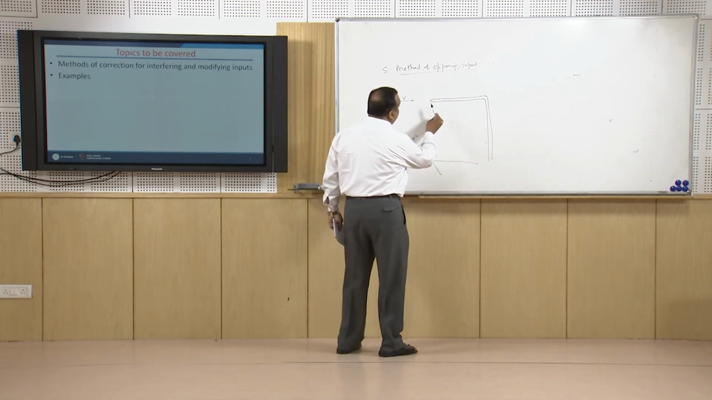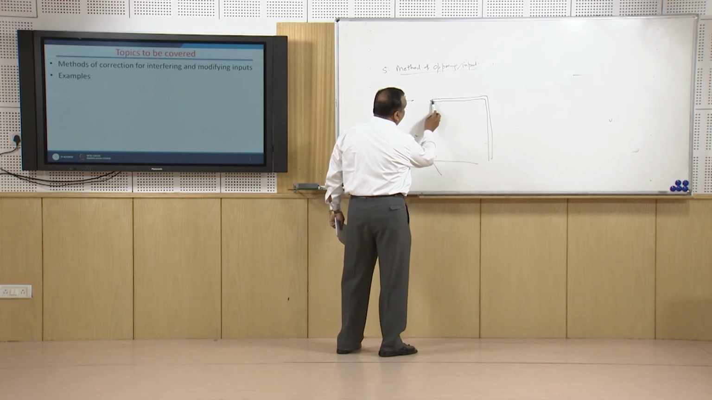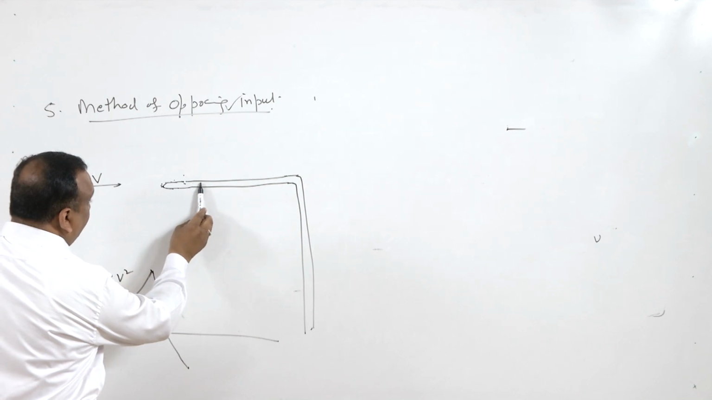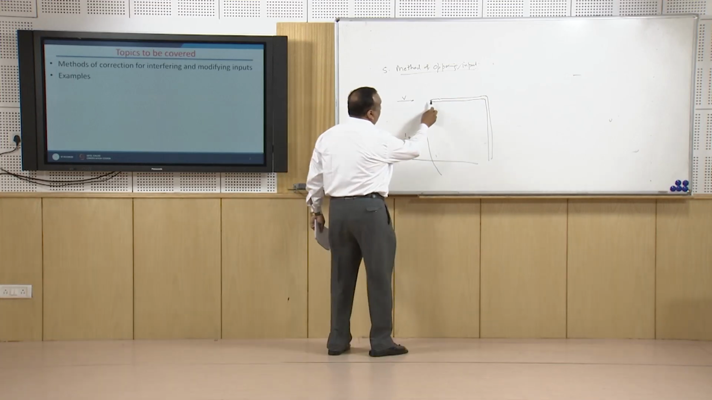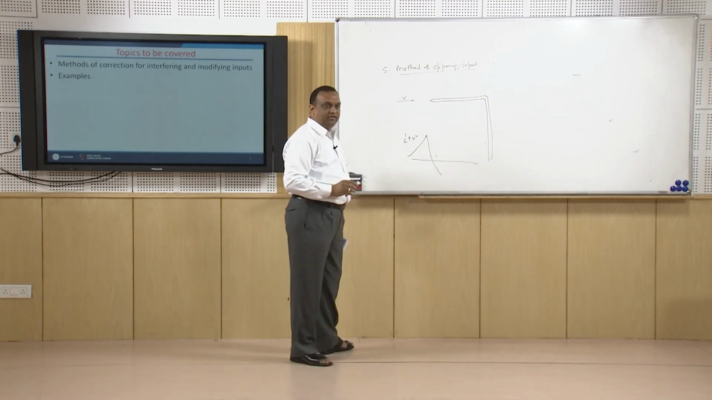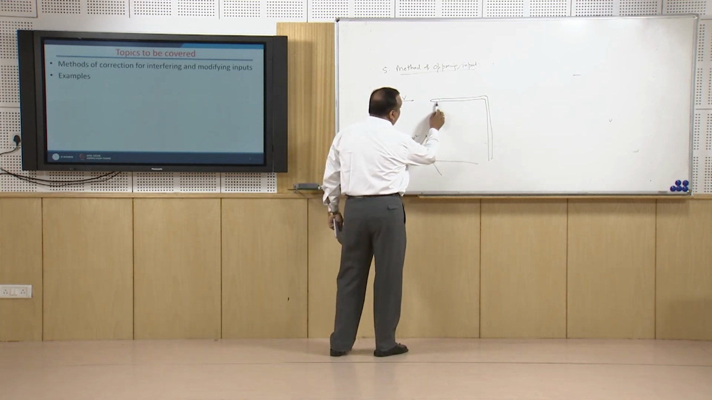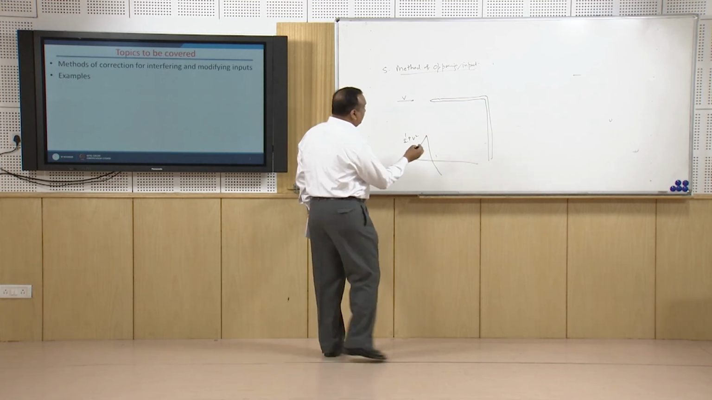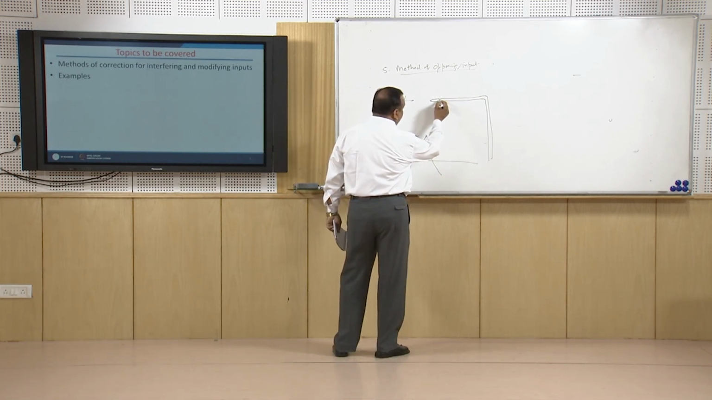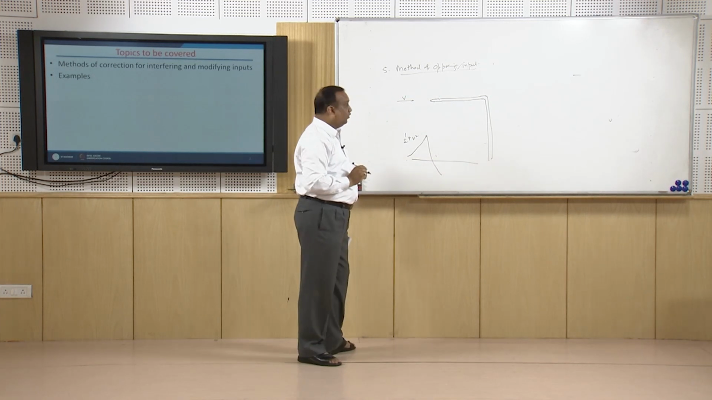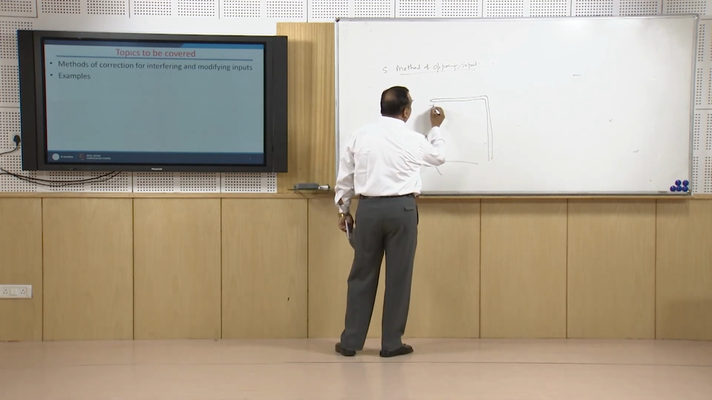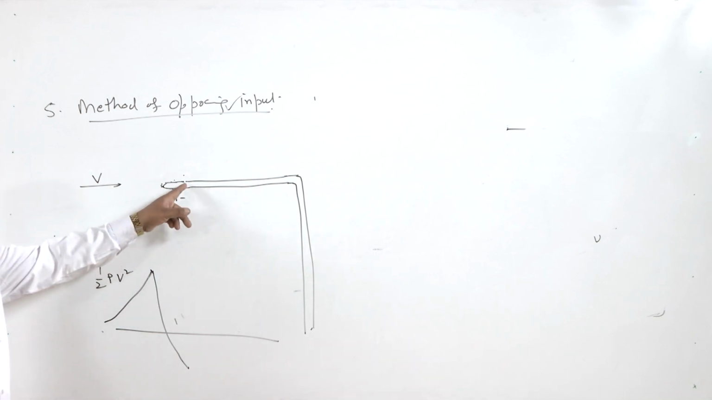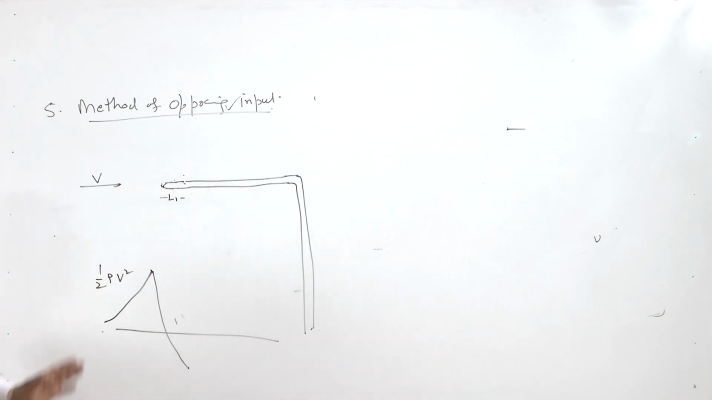Now, the farther we move from this point, the pressure will rise. If we are closer to this point, the pressure is low, and when we are moving farther from this point, the pressure is rising. So we can manipulate the pressure at this opening by controlling length L1. By controlling length L1, we can control the pressure at this point, right?